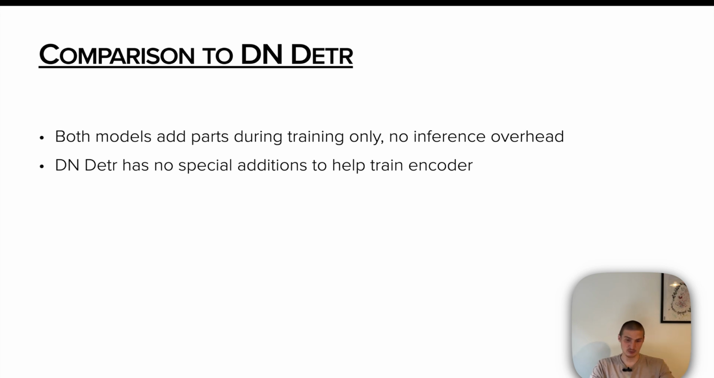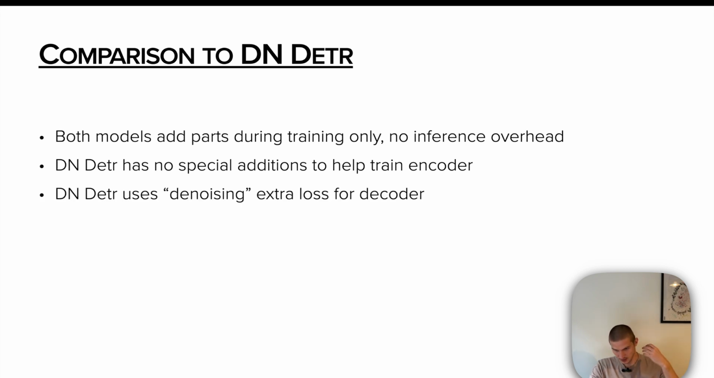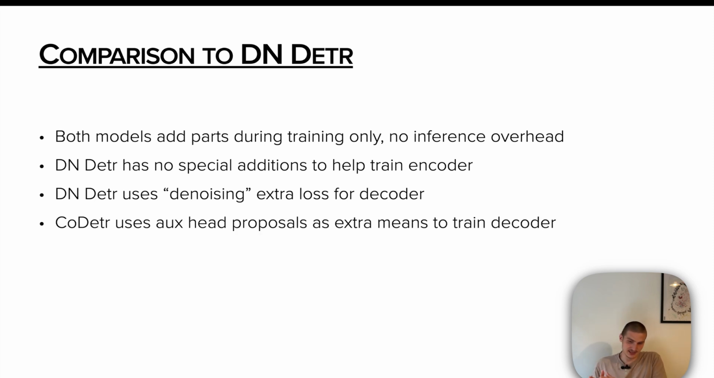DN-DETR doesn't really have anything to help train the encoder, and CoDETR does. DN-DETR uses denoising as an extra loss, which is basically saying that we have an object with a bounding box, we apply some noise to the bounding box, we then expand it using an embedding, and then pass that into the decoder as an input. And CoDETR, instead of using this noisy version of the ground truth object, uses this auxiliary head proposal, which might be a bit more nuanced, judging by the fact that the model itself turns out to be better. This seems to work better than just the denoising objective.